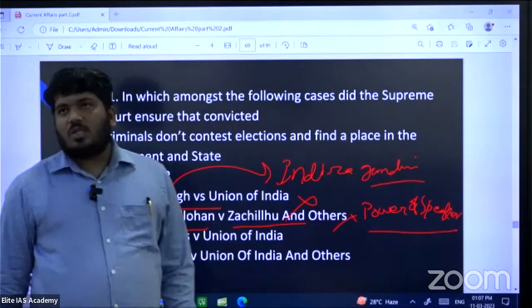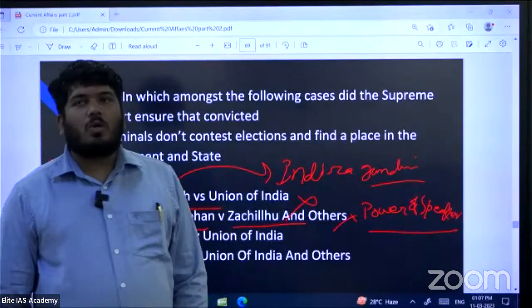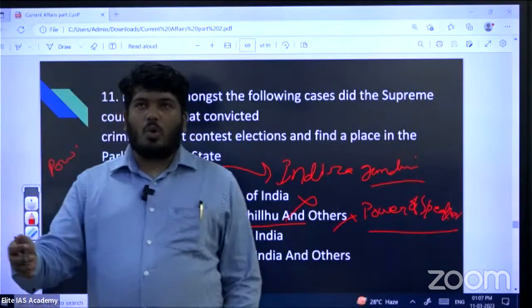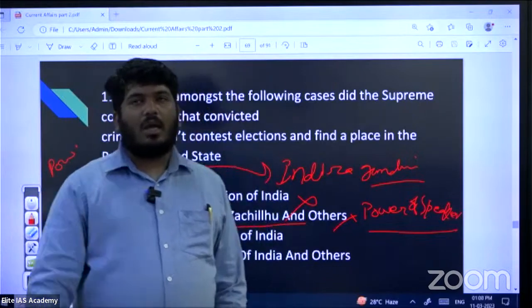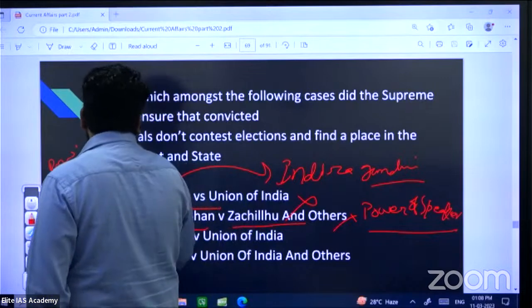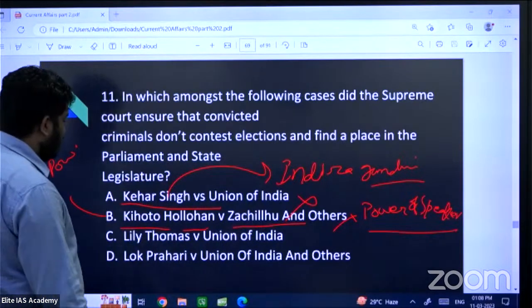In this case, it was challenged that the speaker should not have the right for this, but the Supreme Court has said that since the speaker is the heart and soul of Parliament, he is taking care, so he should have that right. So we can say that in this case, the Supreme Court upheld the right of the speaker in the anti-defection law.